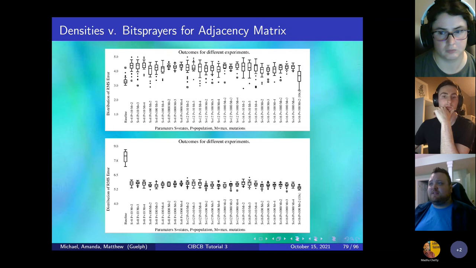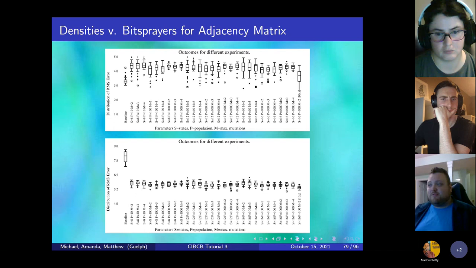But then if we look at the bimodal profile, the baseline did far worse than every single parameter setting. So on that profile, the adjacency matrix was definitely the obvious choice to use, because regardless of parameter setting, it performs much better and has less variation.